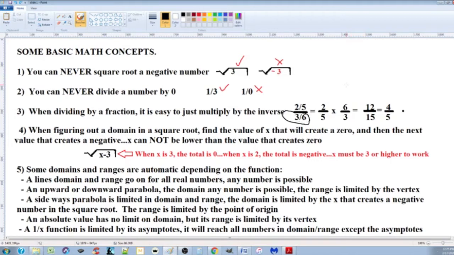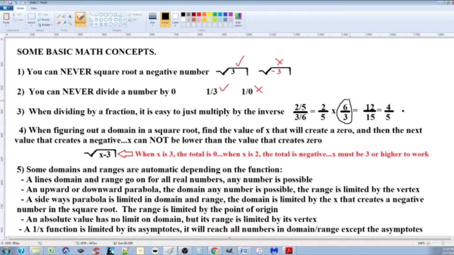for you. Instead, you can take this first fraction, so we put that just normally, and you can multiply by the inverse of this one. So that's 3 over 6 down here. So now we're going to multiply by 6 over 3. And it will result in the same answer.